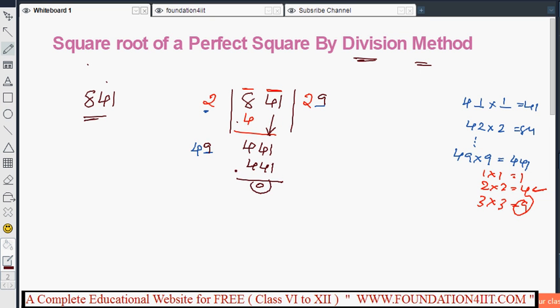Now if you subtract, this is 0. You have to continue until you get 0. Then whatever number is in the quotient place, that is the square root of 841. So here the number is 29.